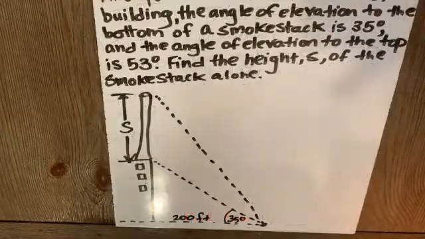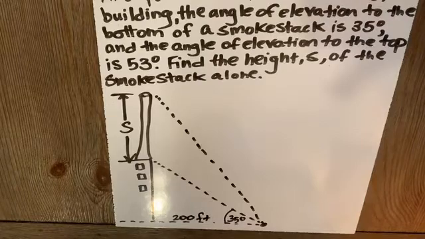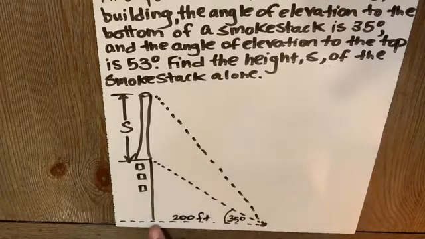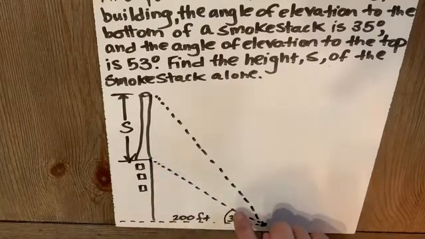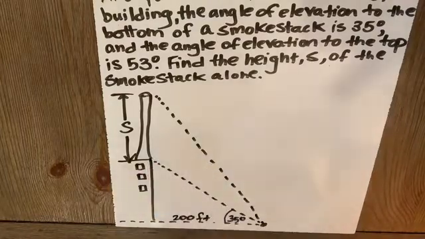At a point 200 feet from the base of a building, the angle of elevation to the bottom of a smokestack is 35 degrees. So here's the base of the building. I'm 200 feet away. And remember, angle of elevation is always with the horizontal. I'm going to be looking up at an angle of 35 degrees.